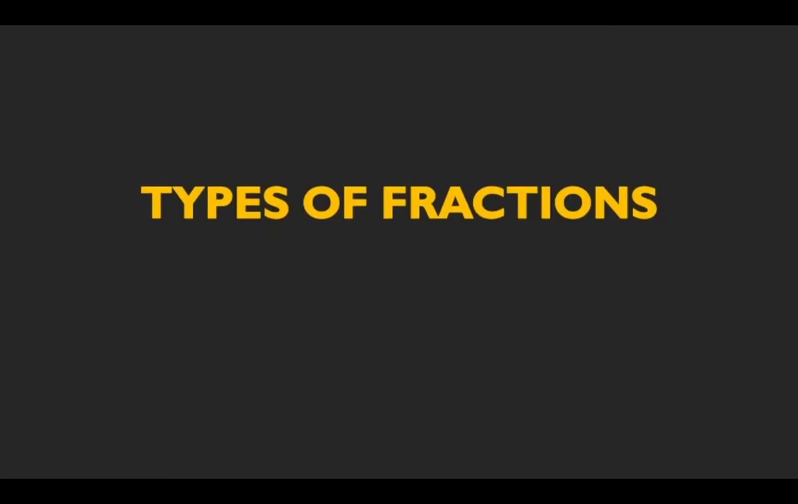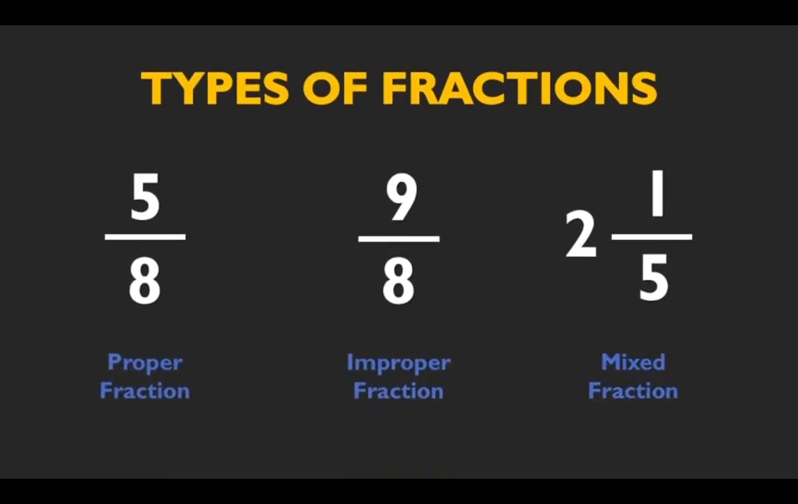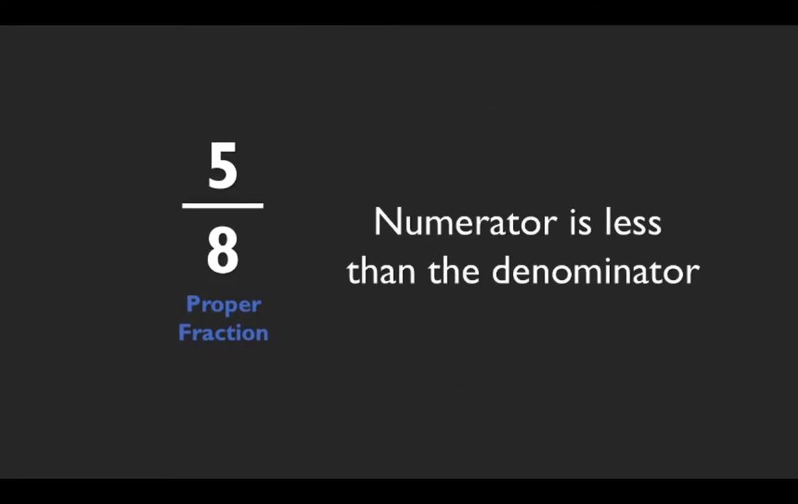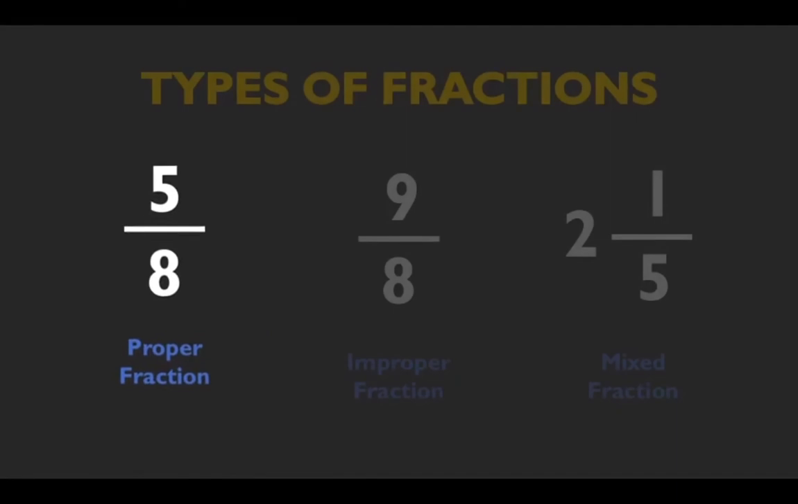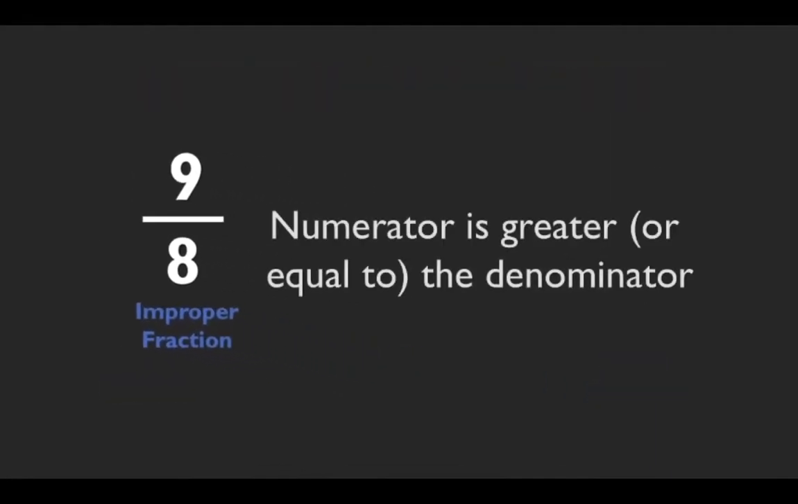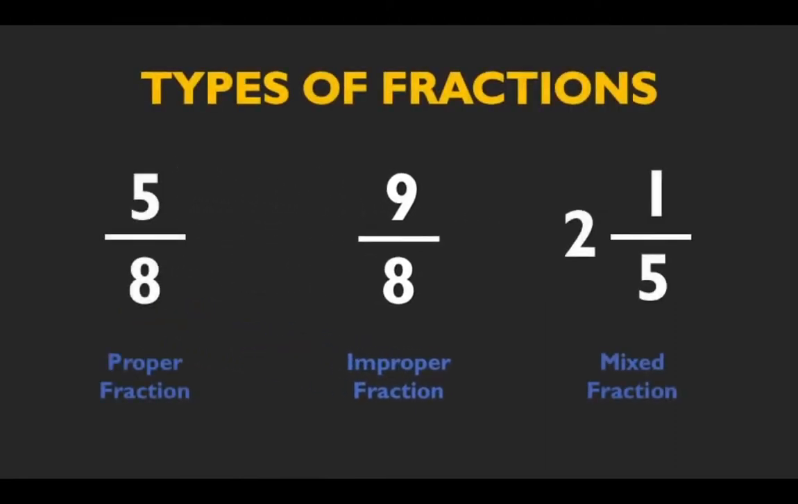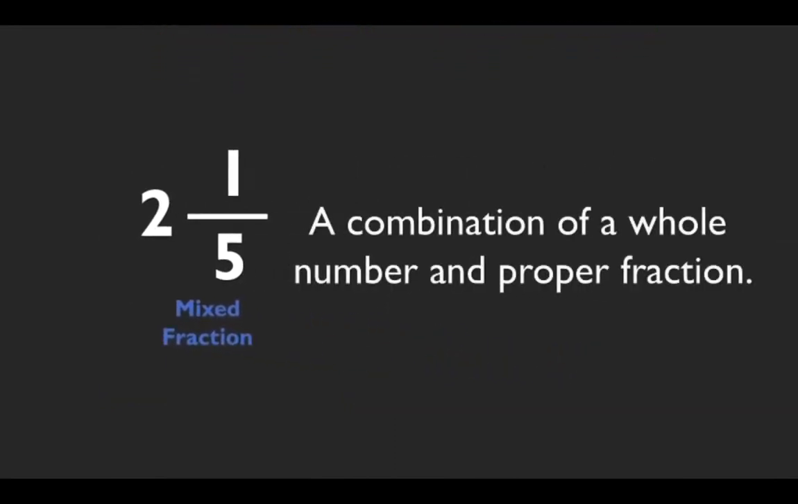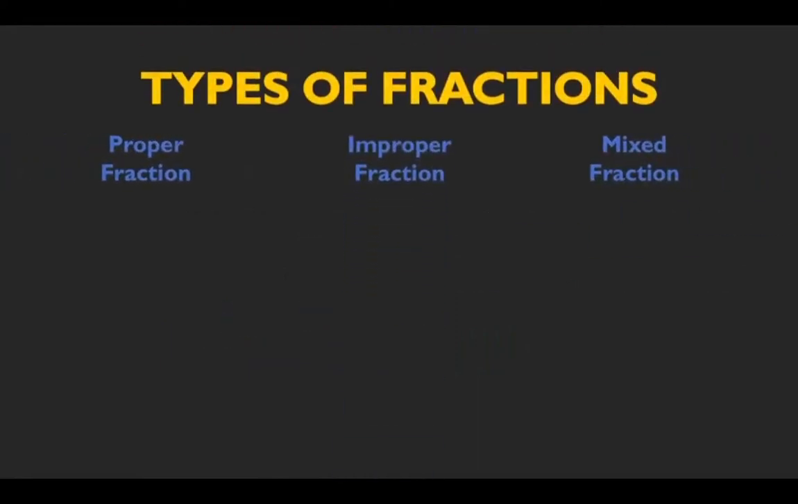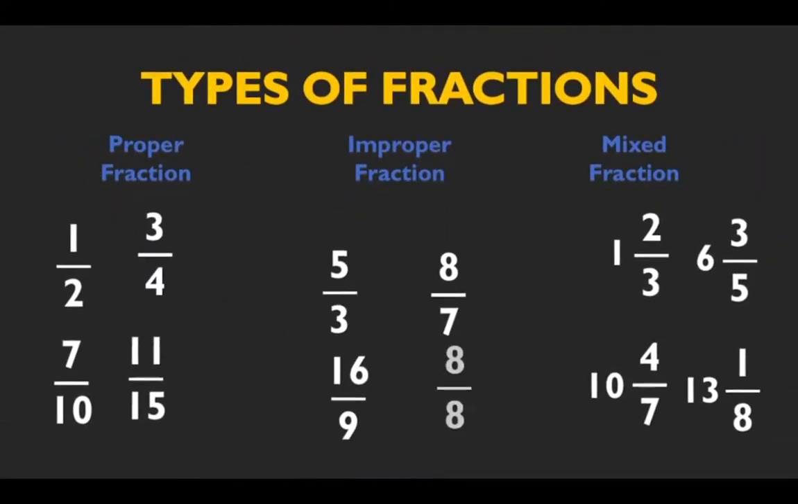Types of fractions. There are 3 types of fractions: proper fraction, improper fraction, and mixed fraction. A proper fraction has a numerator that is less than its denominator. An improper fraction has a numerator that is greater than or equal to the denominator, while the mixed fraction is a combination of a whole number and a proper fraction. Here are some examples of the different types of fractions.